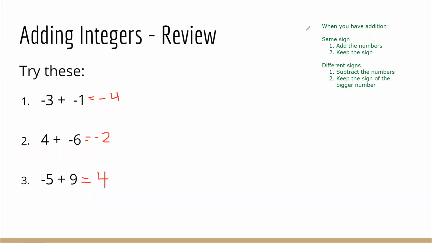And here's your answers. So for number 1, we've got -4. Number 2 is -2, and number 3 is +4. I have a helpful reminder over here of what to do when you have addition. So we've got our same sign, we've got different signs, and the steps that you take. If you got these problems wrong, go rewatch the video from yesterday and send me an email.